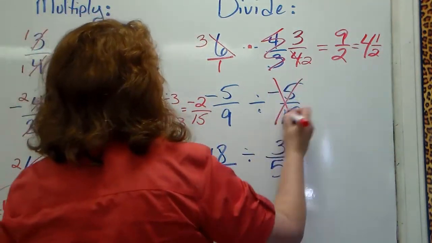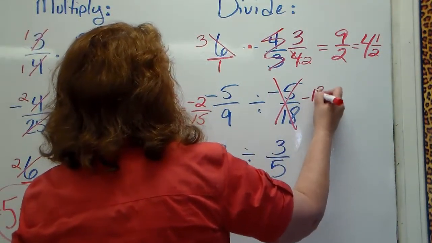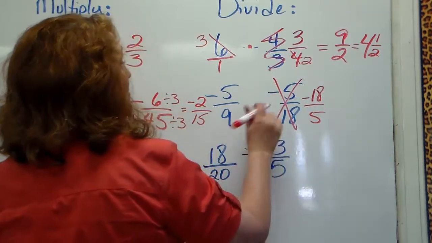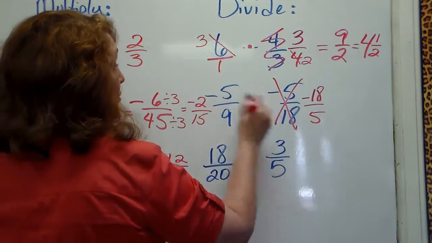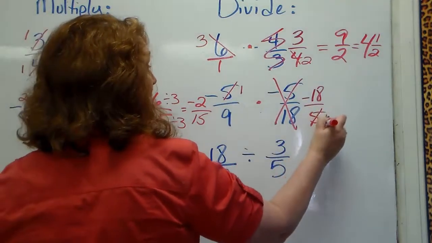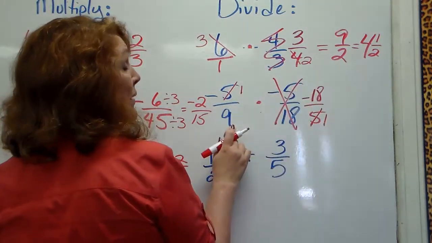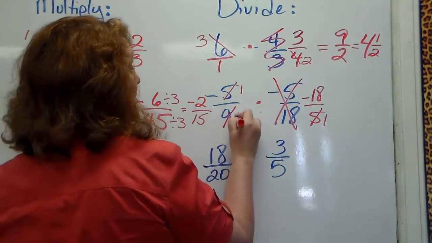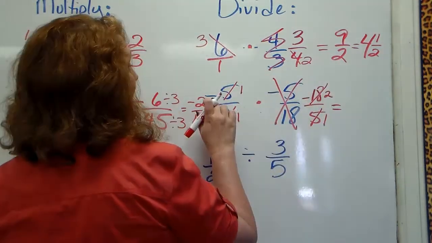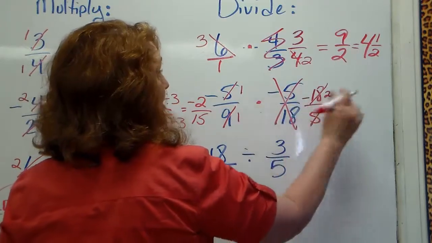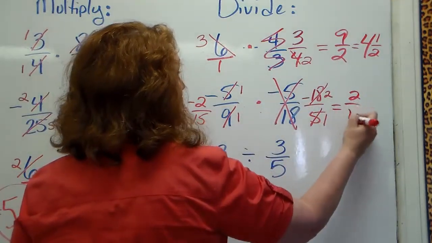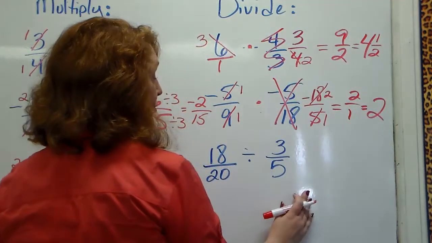First thing I'm going to do is flip this. That gives me negative 18 over 5. So now I'm multiplying, and I'm going to look diagonally. Both of these are 5, so 5 goes into both of them. Both of these are divisible by 9, so 9 goes into 9 once and into here twice. I have a negative times a negative. My answer is going to be positive. 1 times 2 is 2. 1 times 1 is 1. So my answer is 2.